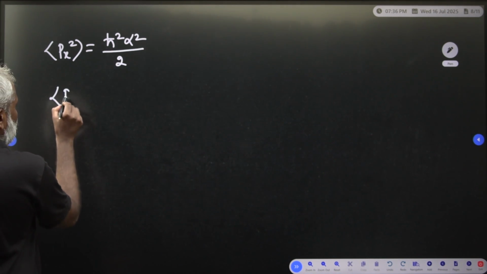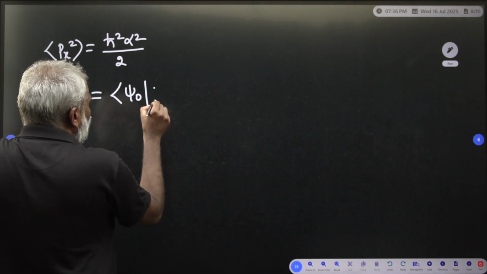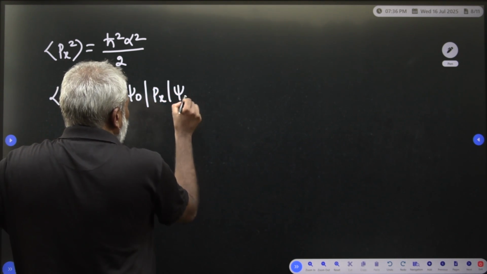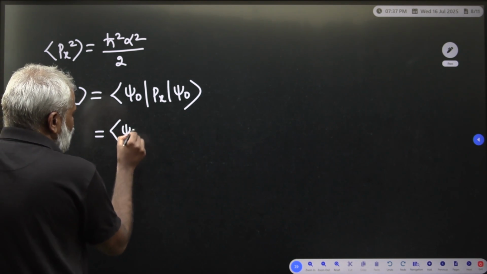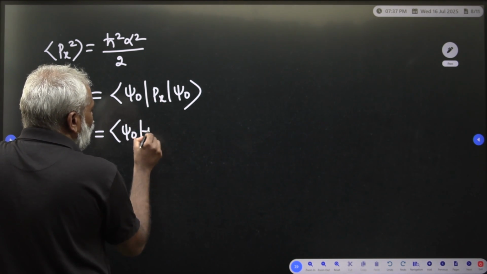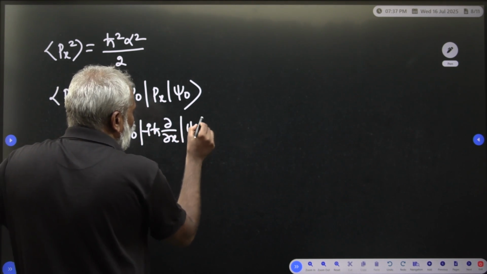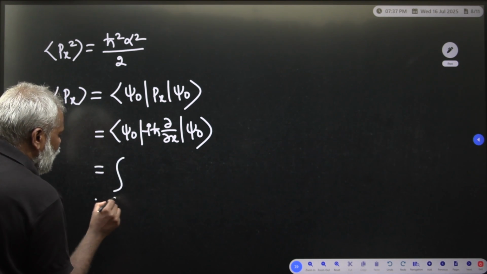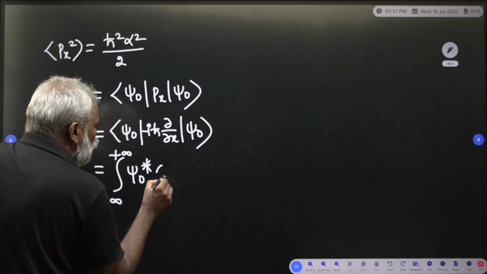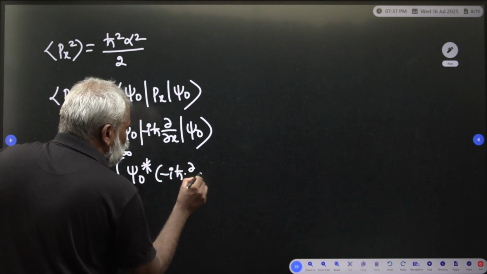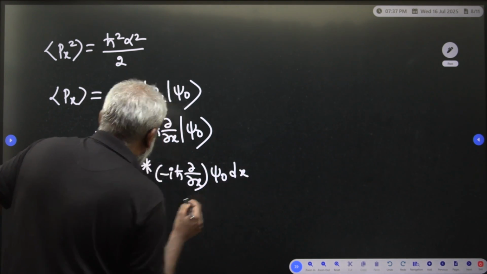Next we need to calculate the mean of px. We need to calculate bra psi 0, px, ket psi 0. We have to write it as bra psi 0, minus i h cut del by del x, ket psi 0. Therefore, it is the integral from minus infinity to plus infinity of psi 0 conjugate into minus i h cut del by del x of psi 0 into dx.